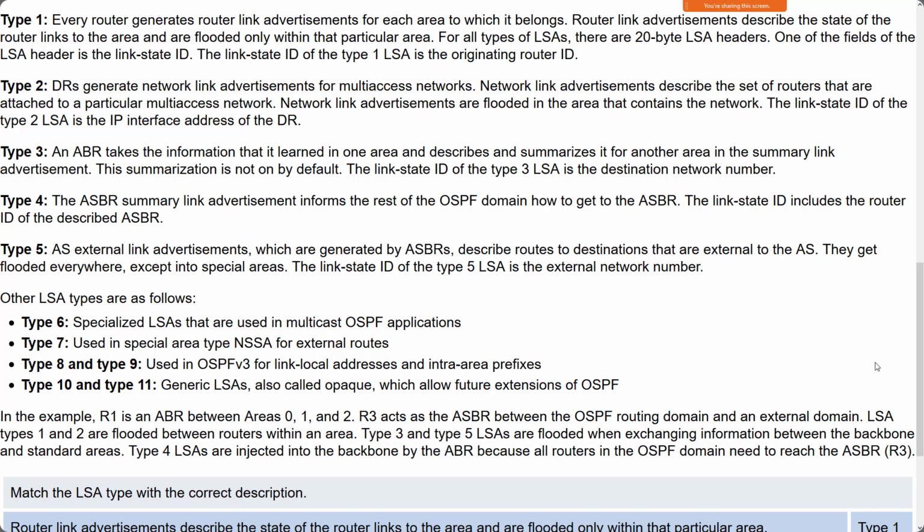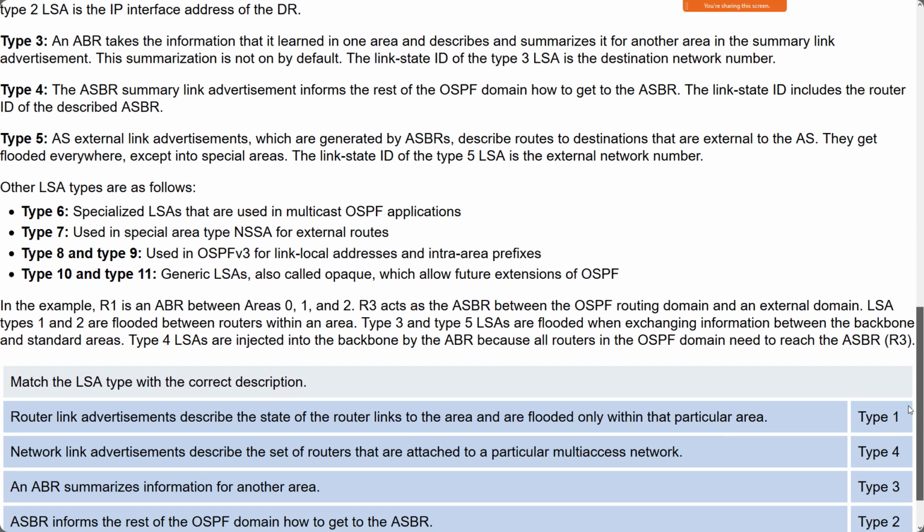Type 10 and 11, future use. So opaque LSAs, meaning that they're not really totally defined. Certain applications of OSPF will use those, but it's not really defined specifically. All right.